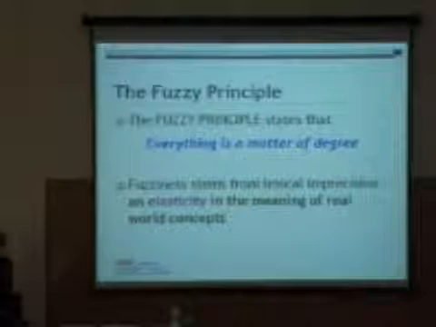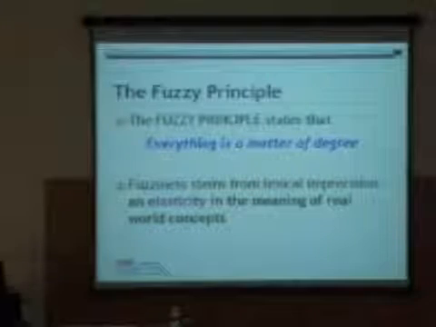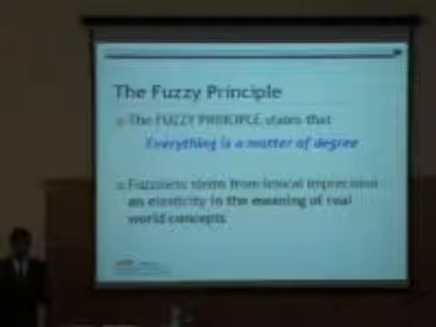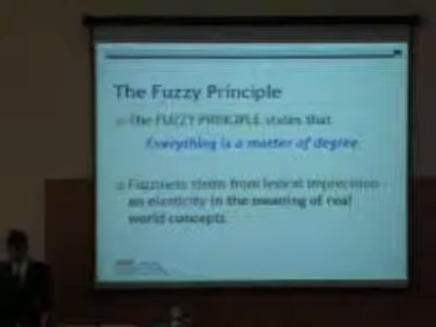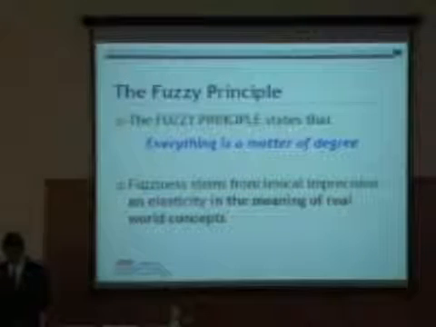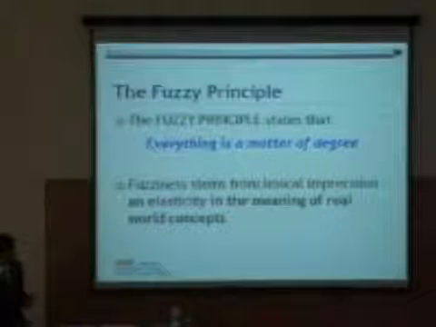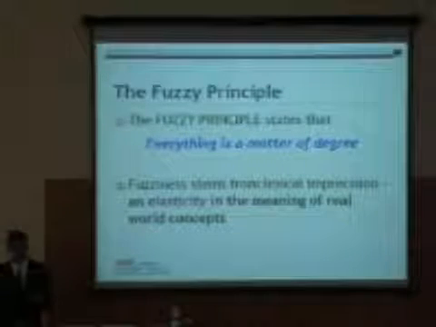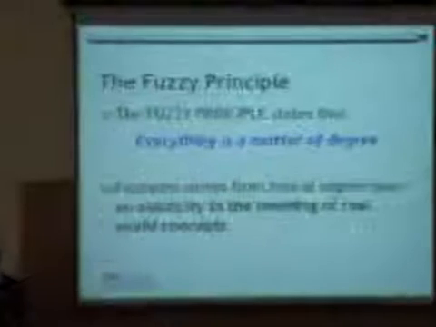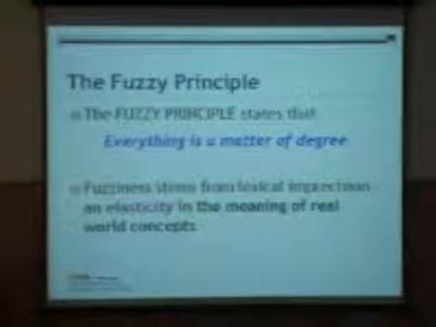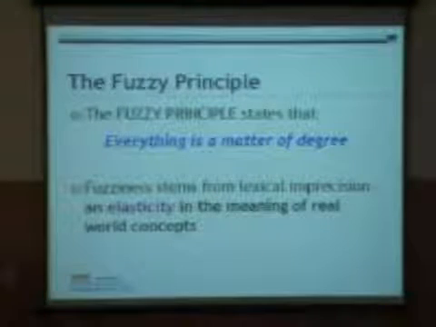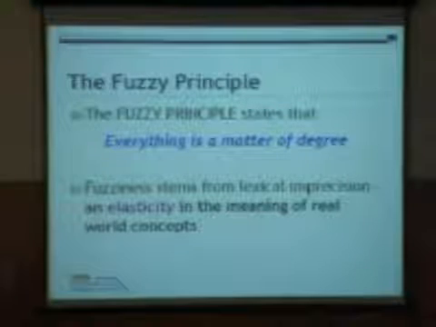On the other hand, the fuzzy principle is a very different principle. It essentially states that everything in the real world is a matter of degree. And all of us will agree about that. Fuzziness stems from lexical imprecision, the elasticity in the meaning of real world concepts. For example, if I say round or red or long or short, or it takes a short while to get from here to the canteen.